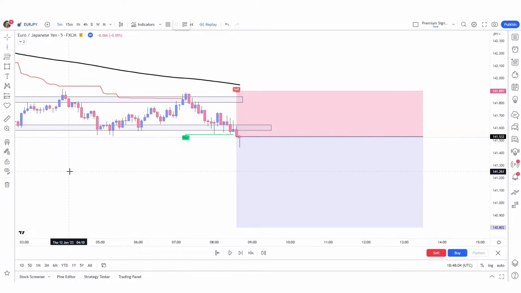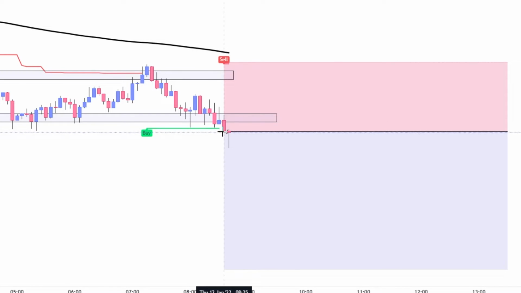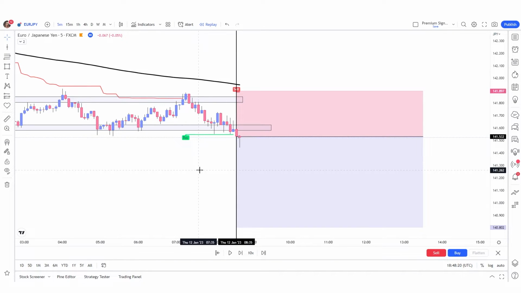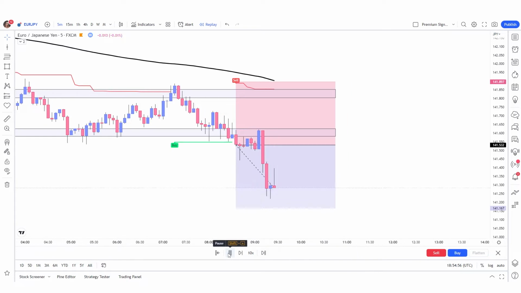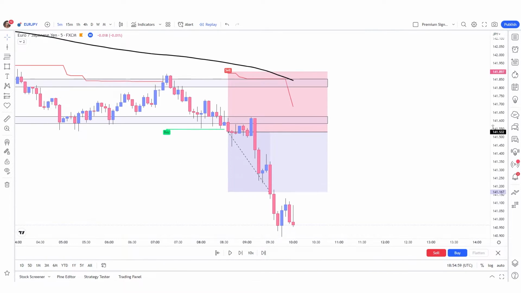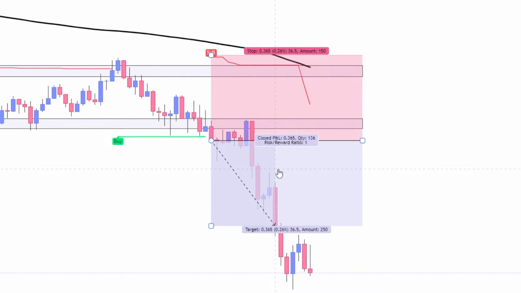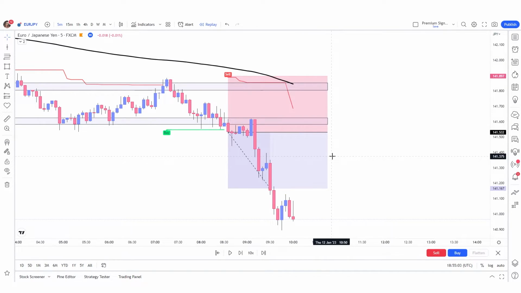So in this case, we can see a sell signal above the bearish engulfing candlestick to confirm our entry. So now if I play the replay, we can see that the trade has reached our take profit target, which would be a great trade to begin with.